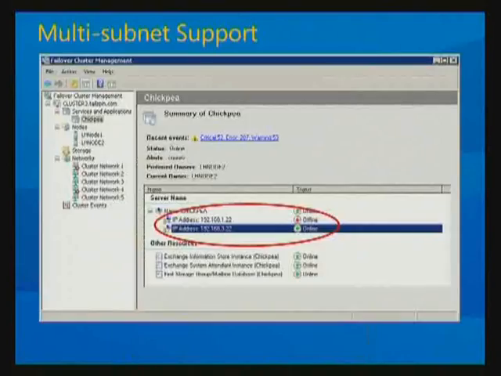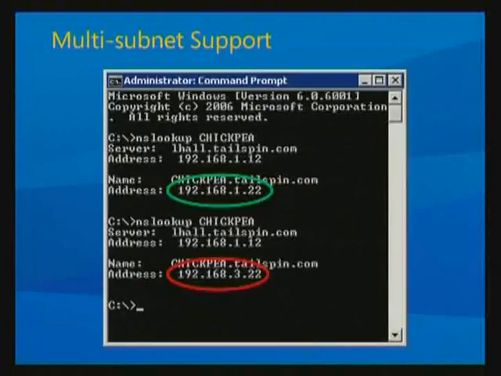Now, if we go online with the second, if we have a failover to the passive node, now we're going to have that second IP address come online. And if you do an NS lookup, you can see what it had been before was in subnet 1 with IP address 22, and now we're in subnet 3 after the failover.